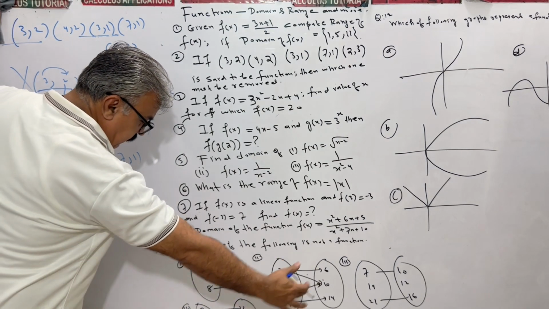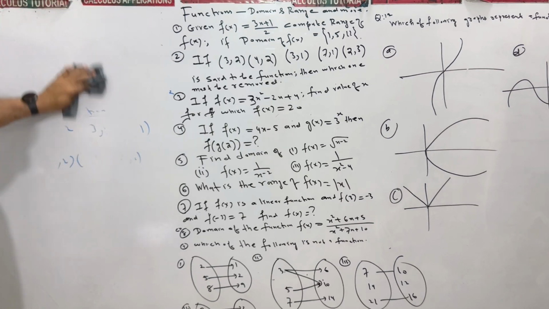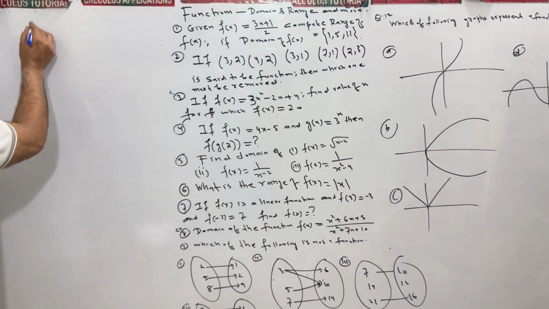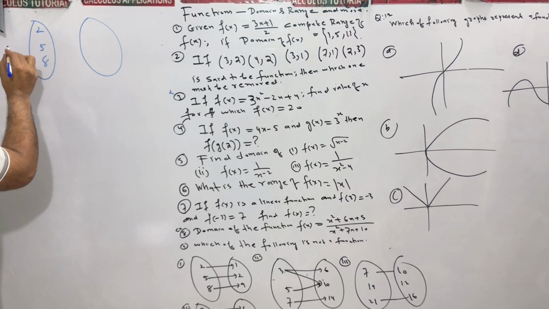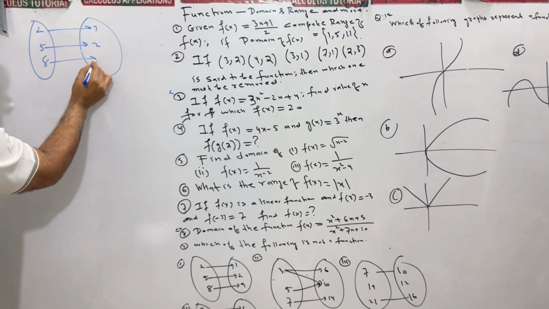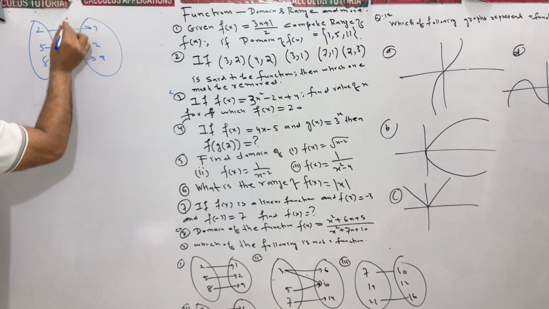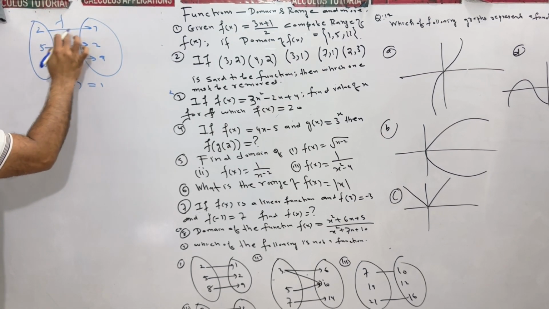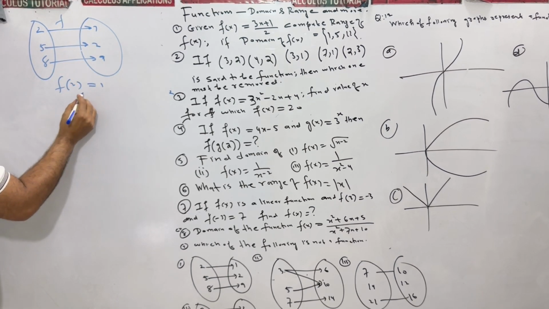If such types of circles and interrelated images are drawn, it is really very easy to check whether it is a function or not. Look at this. First we have 2, 5, 8. 2 is related to 1, 5 with 2, 8 with 9. We are okay. It's a function, because 2 has image 1, 5 has image 2, 8 has image 9.